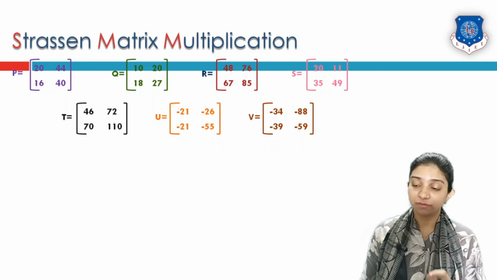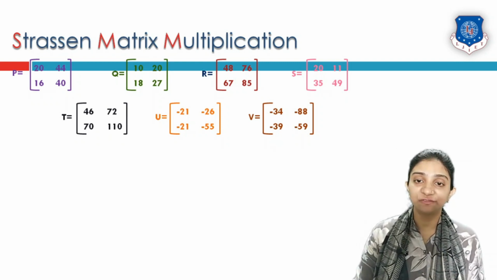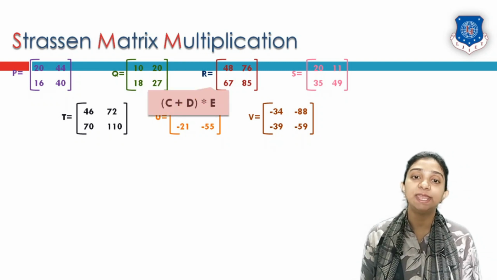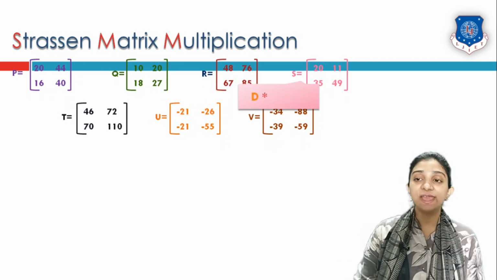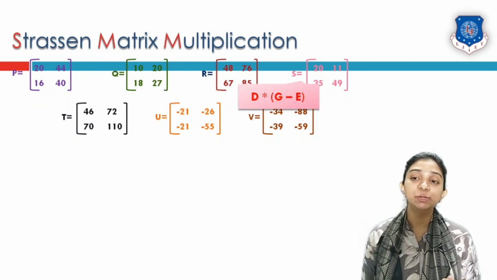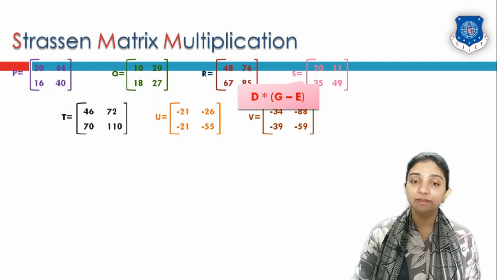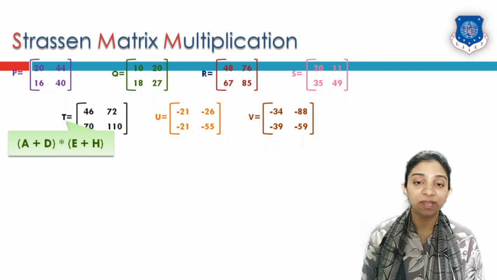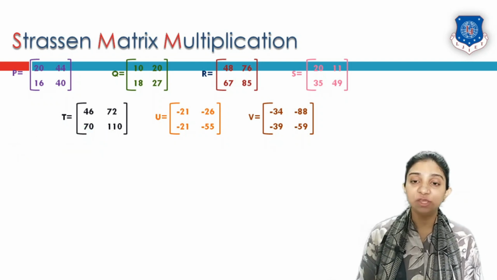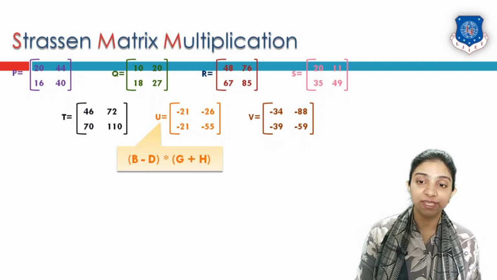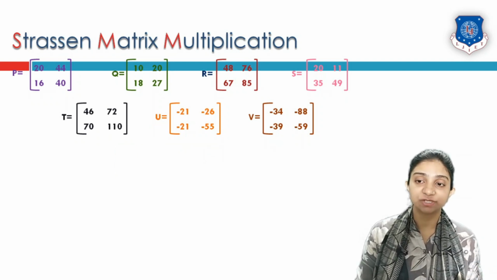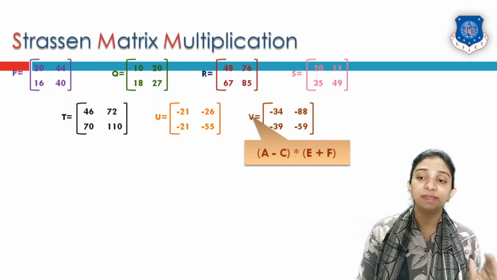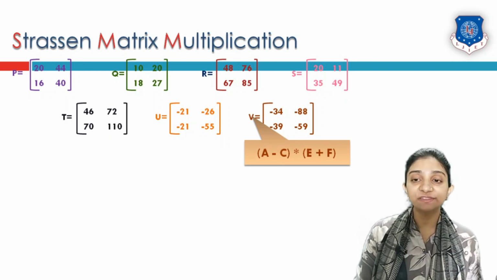Let me revise the R, S, T, U, V formulas for you. Matrix R is given as C plus D into E. Matrix S is given as D into G minus E. Calculating T as A plus D into E plus H. And matrix U is obtained as B minus D into G plus H. Finally, matrix V is calculated as A minus C into E plus F.